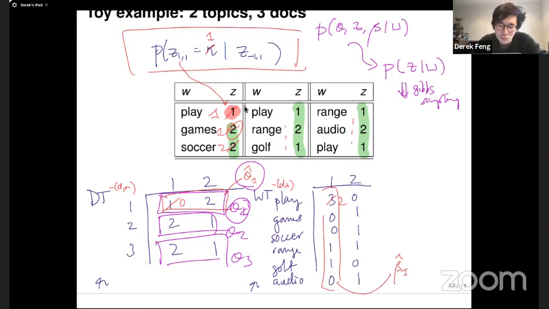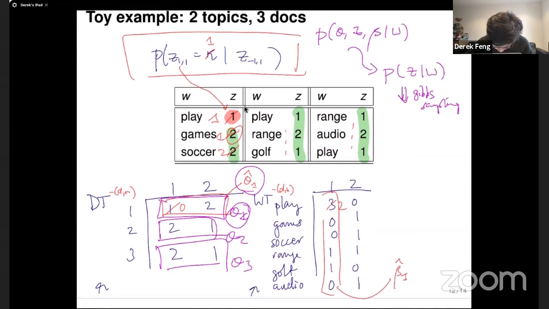Okay. So hopefully that was a bit clearer. Can you explain how the Gibbs sampling update step works? What is the update step?